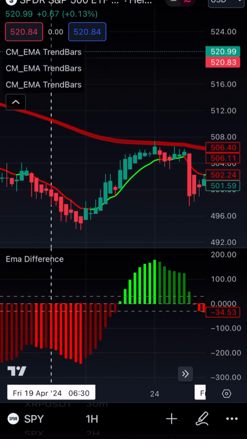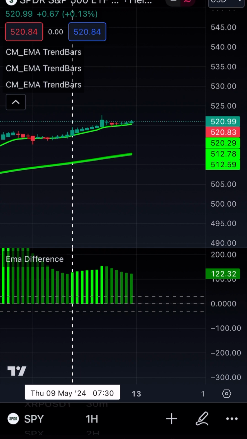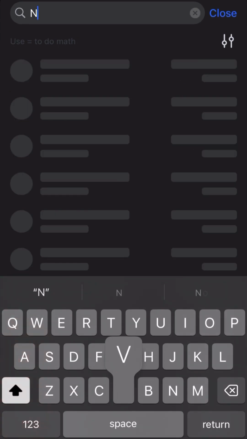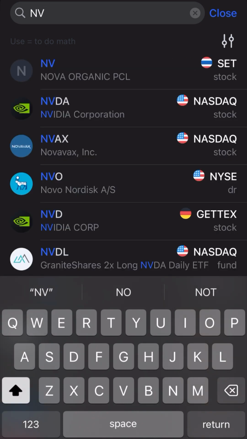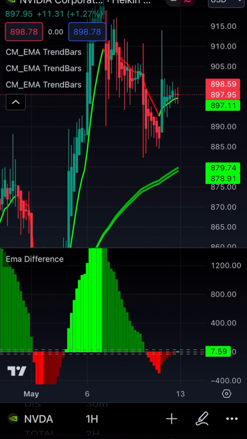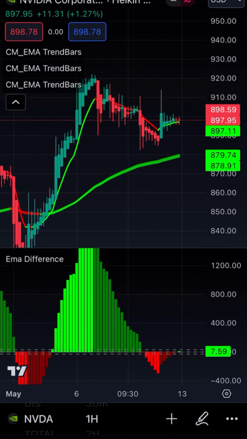So that's how you do it. This is doing it with SPY. Let's look at some other stocks to see if this works just as well. Let's look at NVIDIA real quick. Let's just see if this works for any other stocks. So let's just focus here.